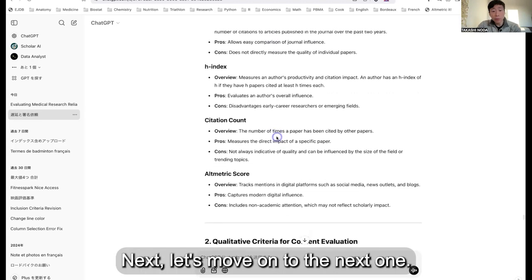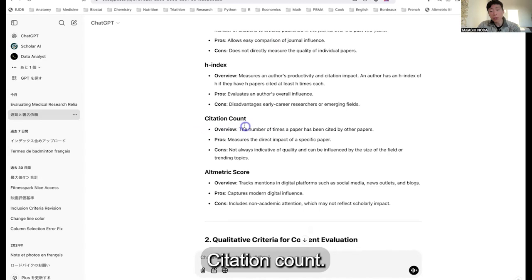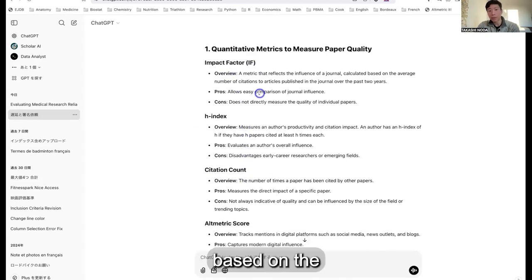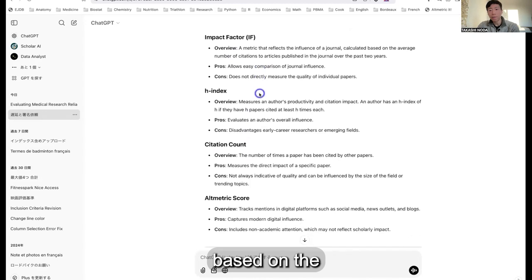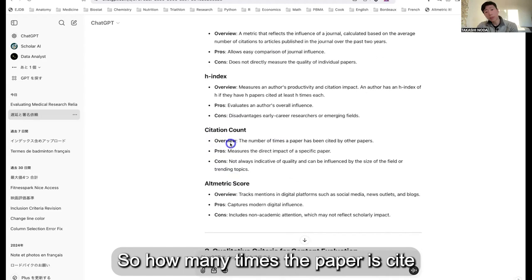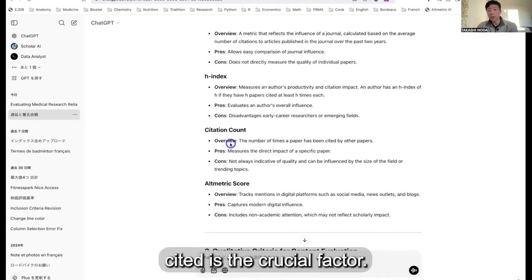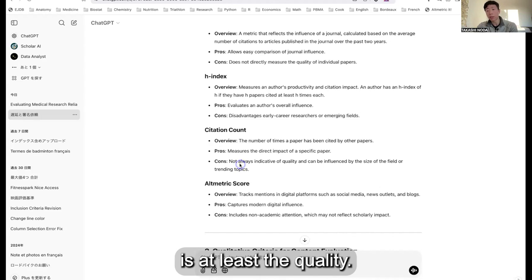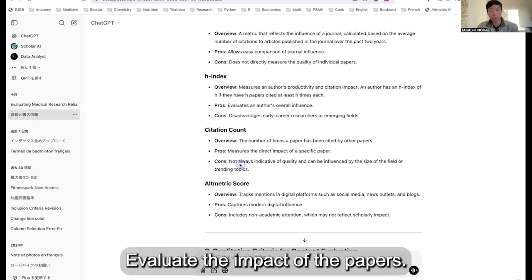Okay, let's move on to the next one, citation count. It's almost the same, because impact factor is calculated based on the number of citations, and the H index also considers citation count. So how many times the paper is cited is the crucial factor, the key factor to evaluate the quality of the paper, or at least the impact of the papers.